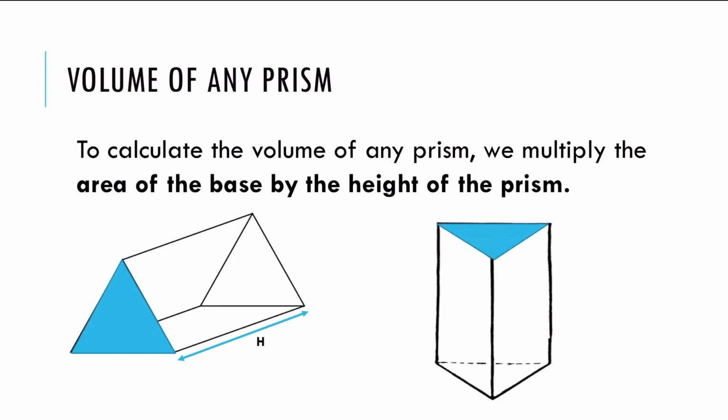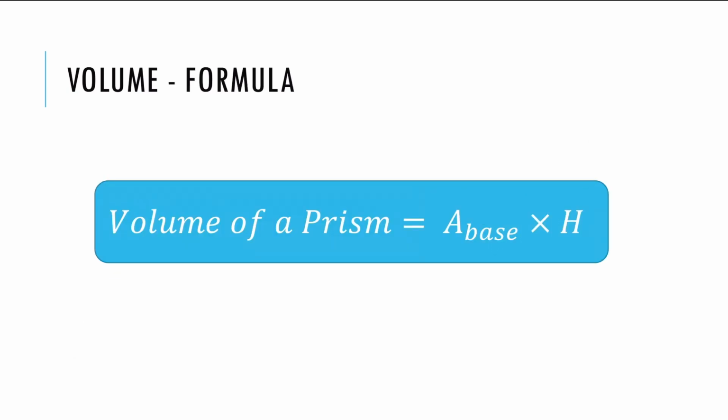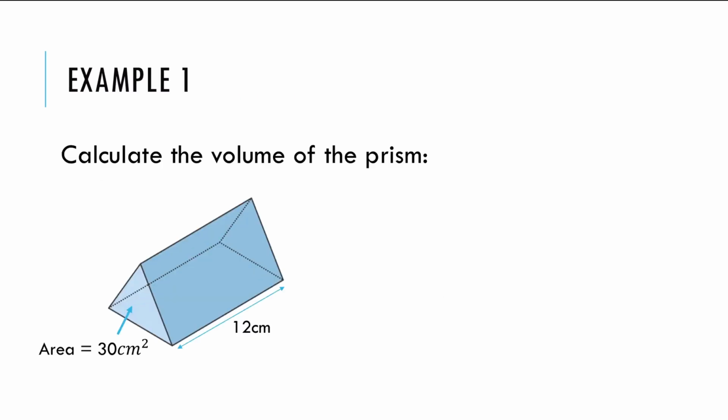So remember, if you've used the two measurements to calculate the area, the height is almost like the depth or the stretch of the prism, okay? So the height could also be upright if the prism is sat this way. So the formula we need to know is volume of a prism is area of base times height. And this doesn't just apply to triangular, it applies to any prism.